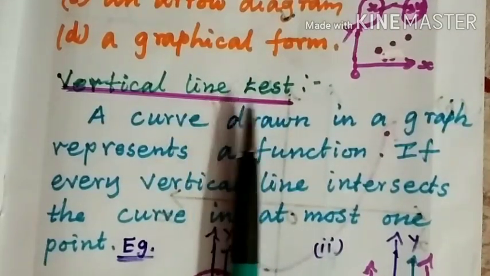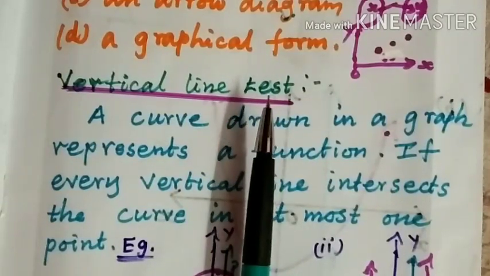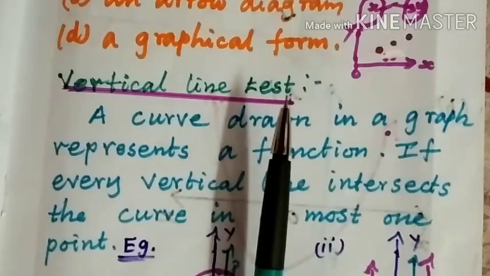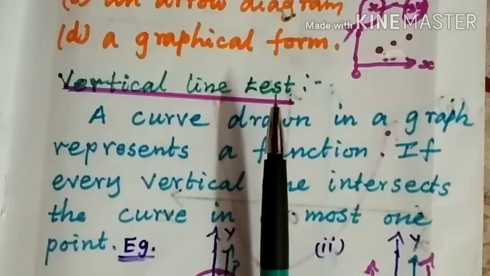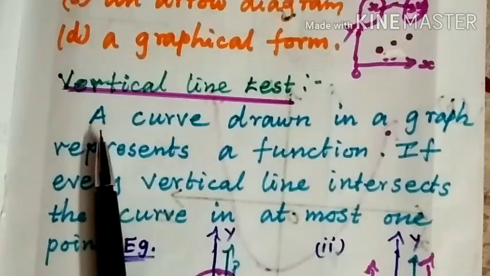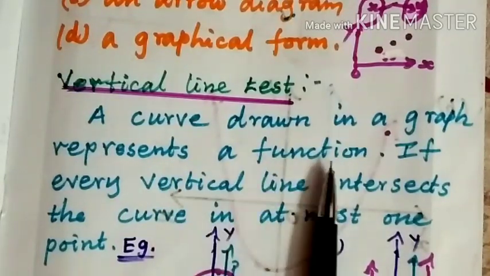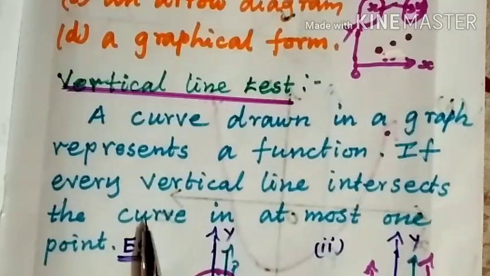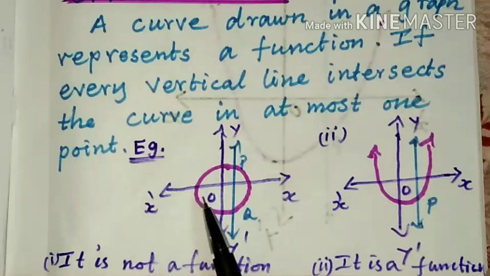It is useful to find whether the given graph is a function or not, because every function can be represented by a curve in a graph, but not every curve drawn in the graph will represent a function. The definition: a curve drawn in a graph represents a function if every vertical line intersects the curve in at most one point. For example, see the given graph.